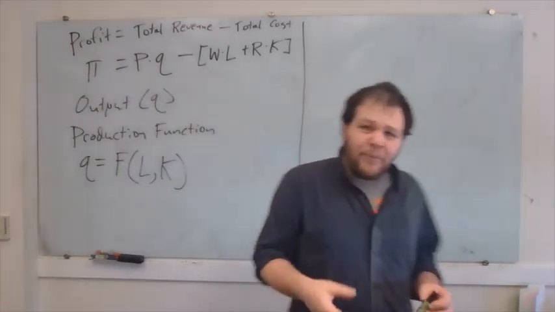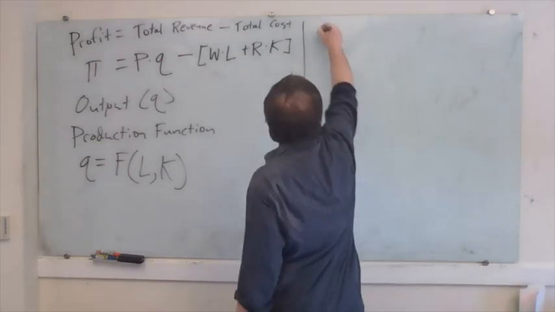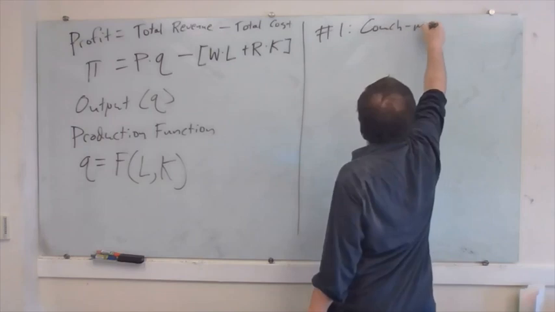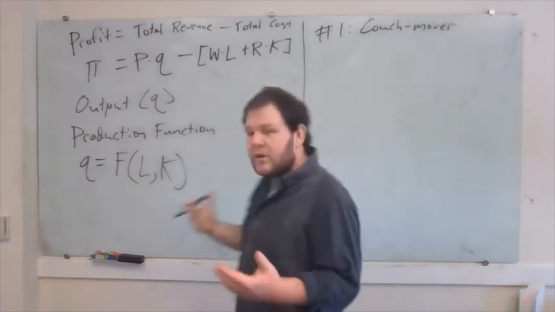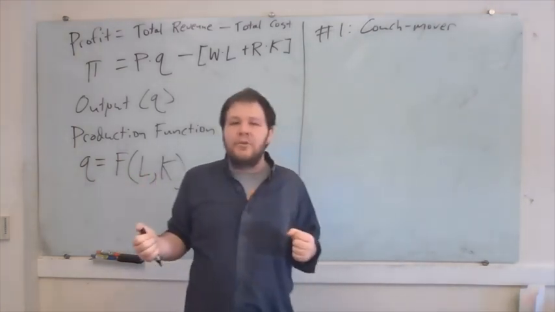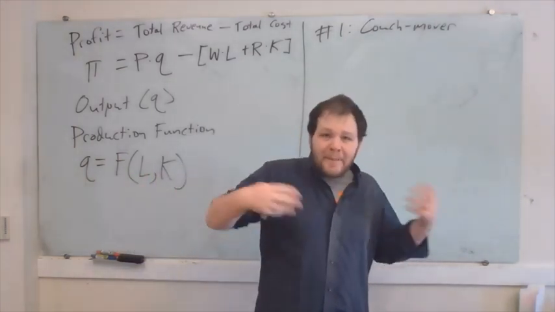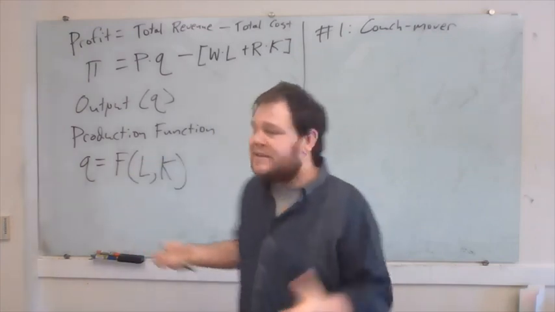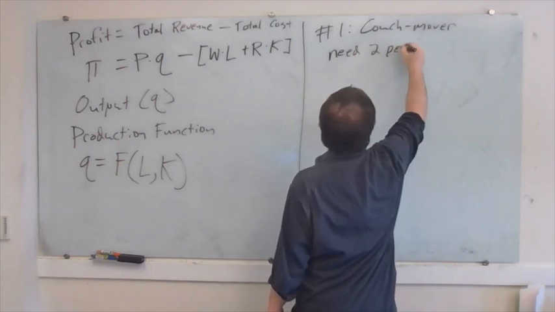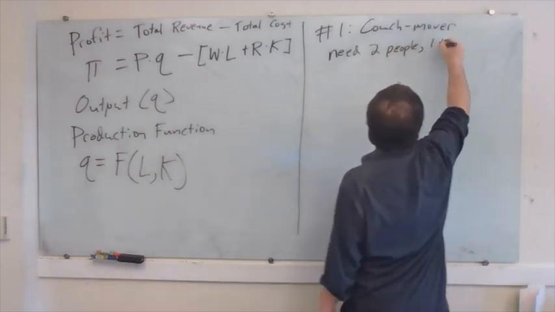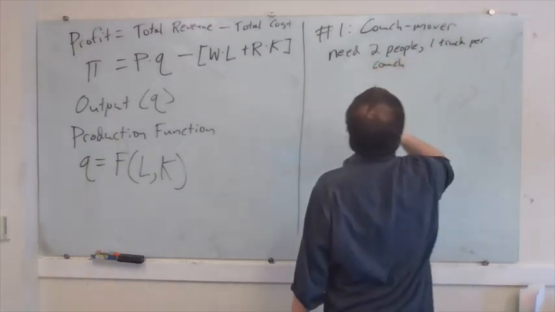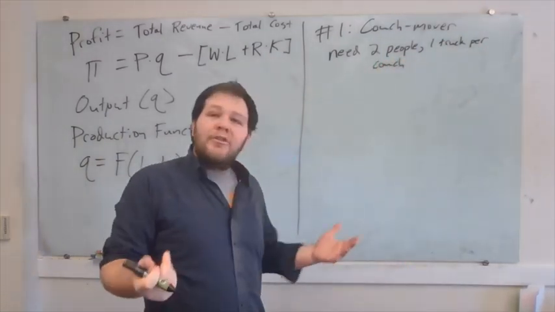So as an example, let's imagine the first firm we're going to look at is a couch moving firm. Let's say in order to move a couch, you're going to need 2 people to pick up the couch, and you're going to need 1 truck to bring the couch. You can't replace the truck with extra people, and you can't replace the people with extra trucks. So you need 2 people and 1 truck per couch.